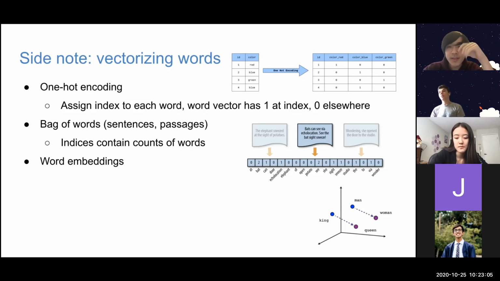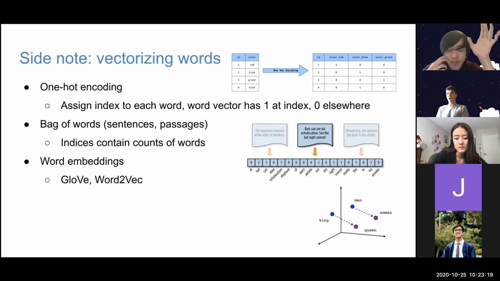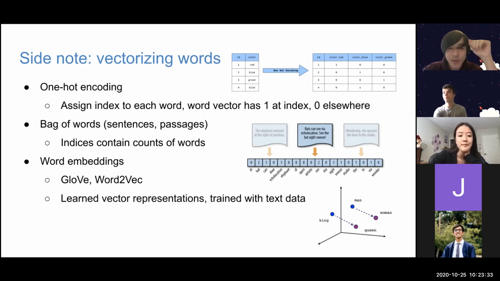The third major way that you vectorize words is word embeddings. These are usually things that are learned by a neural network. For example, GloVe and word2vec are word embeddings that people have used for a while. I think they are a neural network, at least word2vec is something like a 2-layer neural network. Very simple, but it generally works pretty well.